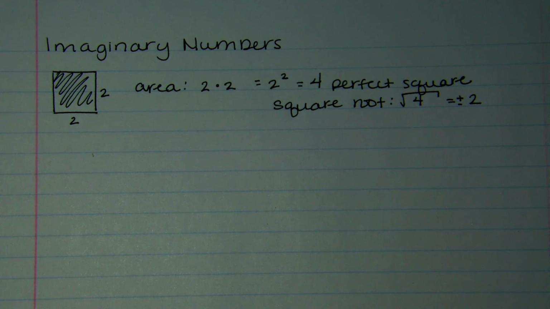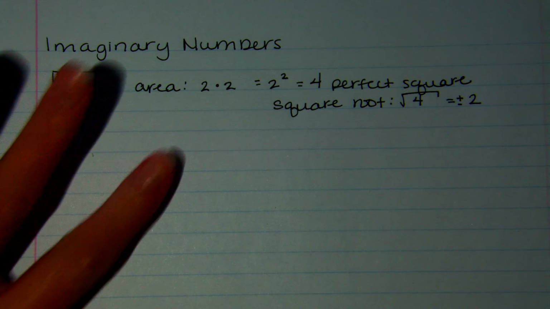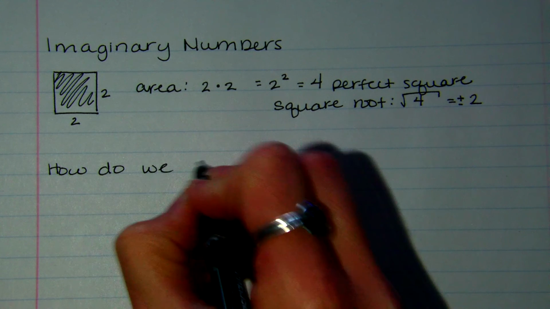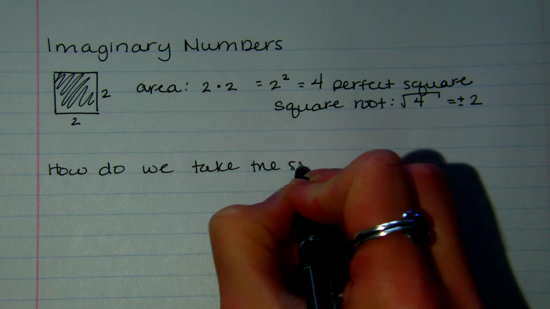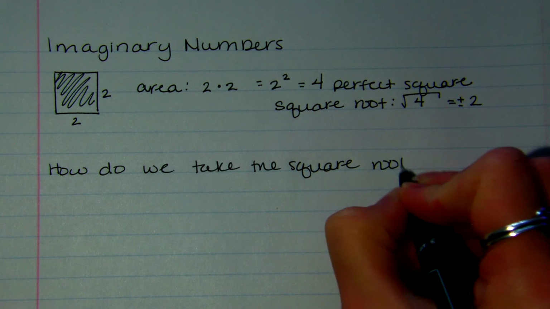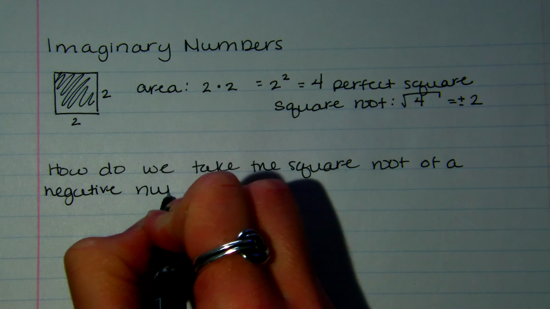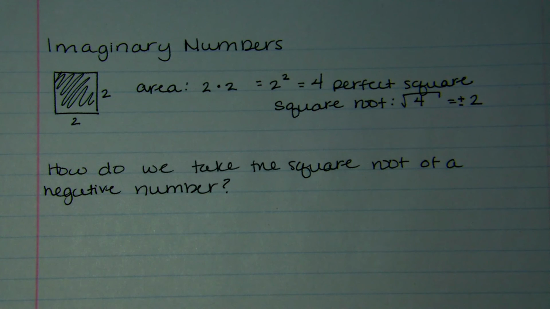But remember that mathematicians are not always happy with what happens just in the real world. And sometimes they ask questions like, what if I wanted to take the square root of a negative number? And when they ask those questions, often they come up with very interesting answers. So the question is, how do we take the square root of a negative number?